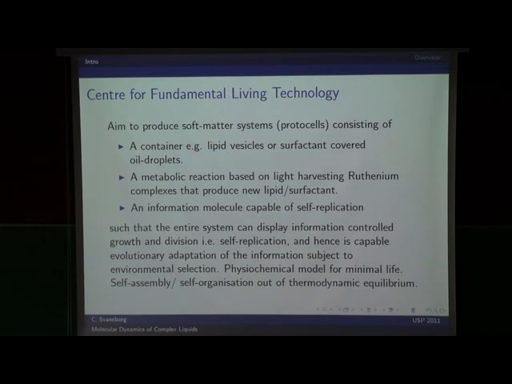From my point of view, what is interesting is that we have self-assembly, but we also have self-organization in terms of evolutionary dynamics on top of the self-assembly of soft matter systems that are driven far out of thermodynamic equilibrium. This is one of the things that I'm using computer simulations to study. But this is not what I'm going to talk about right now.